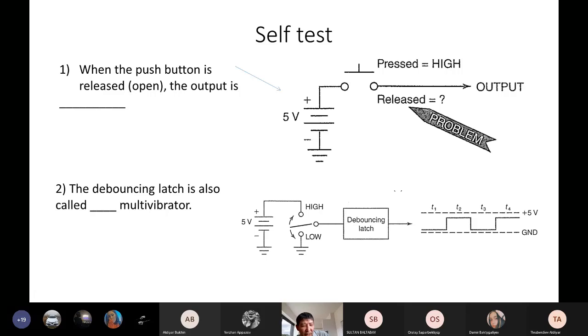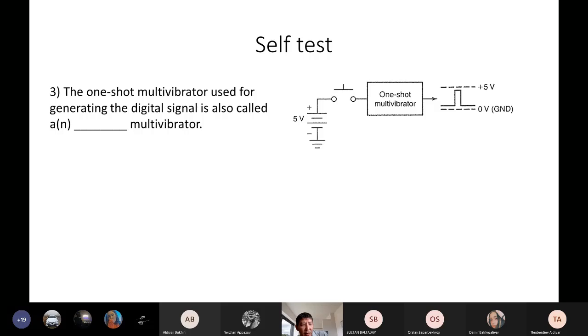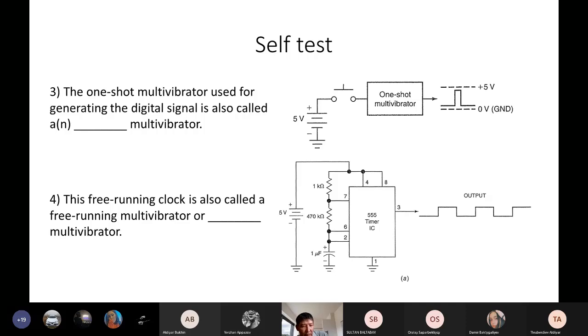Okay, next one. The bouncing latch, this system, is also called monostable, bistable, or astable. It's called bistable. Okay, next. The one-shot multivibrator used for generating the digital signal is also called what kind? Mono. Yes, right. This free-running clock is also called a free-running multivibrator or mono, bi, or astable. Astable. Yes, astable.